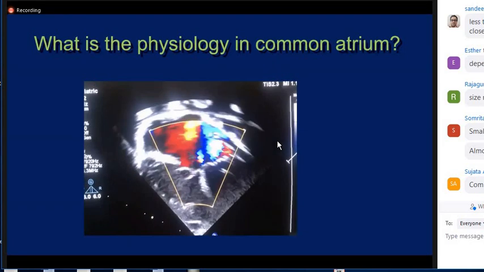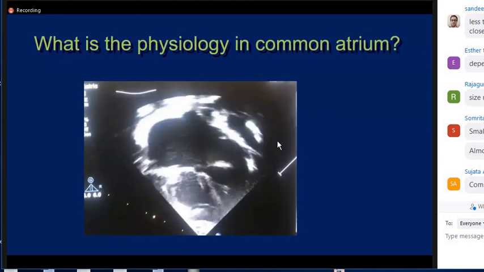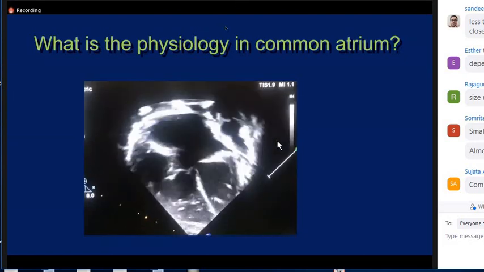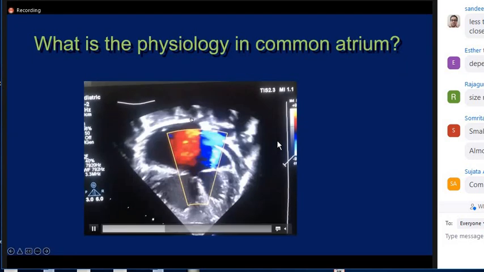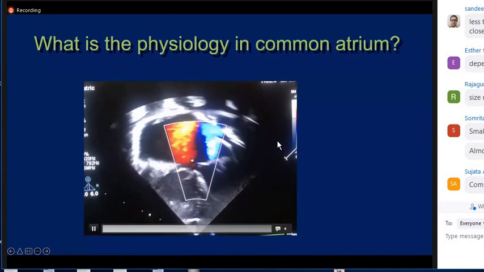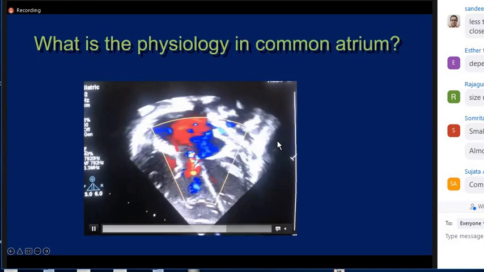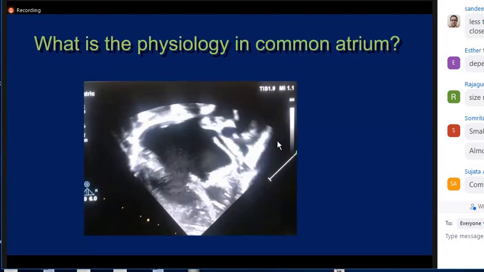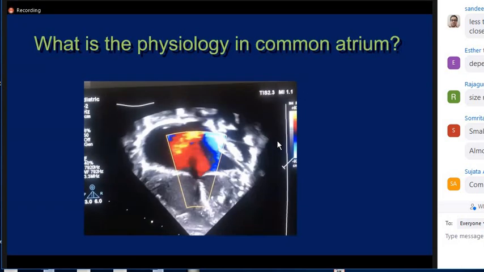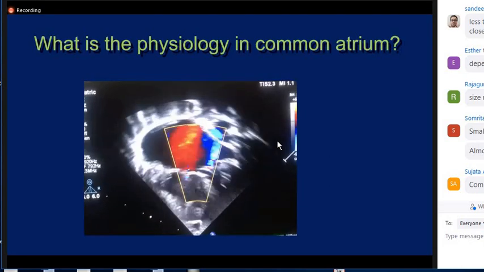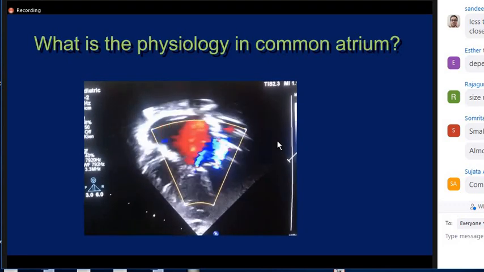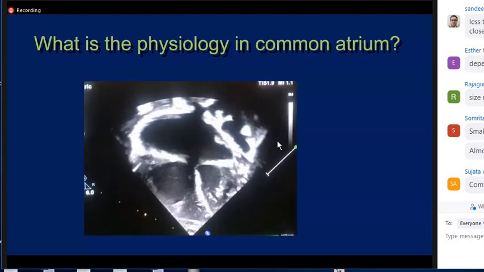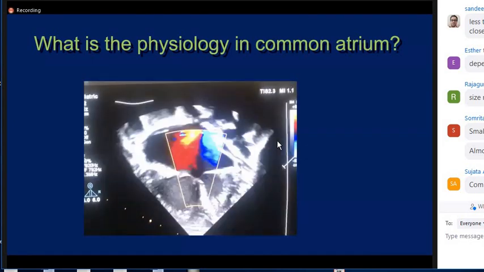So the atrial admixture is essentially determined by at least 3 factors. Would you like to answer or can I tell? So the end diastolic pressure of right ventricle. I like your answer. It is a relative resistance of the ventricles. Even though if you have right ventricle end diastolic pressure higher, you can have a right to left shunt or admixture in the common atrium.